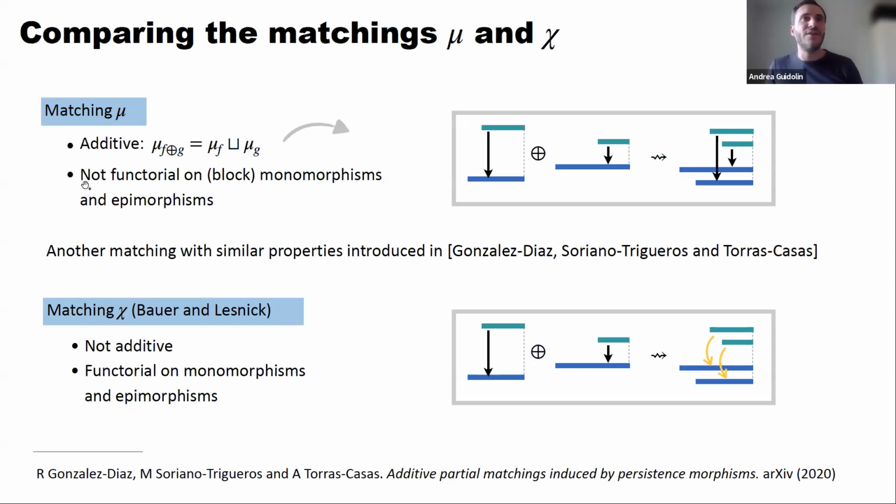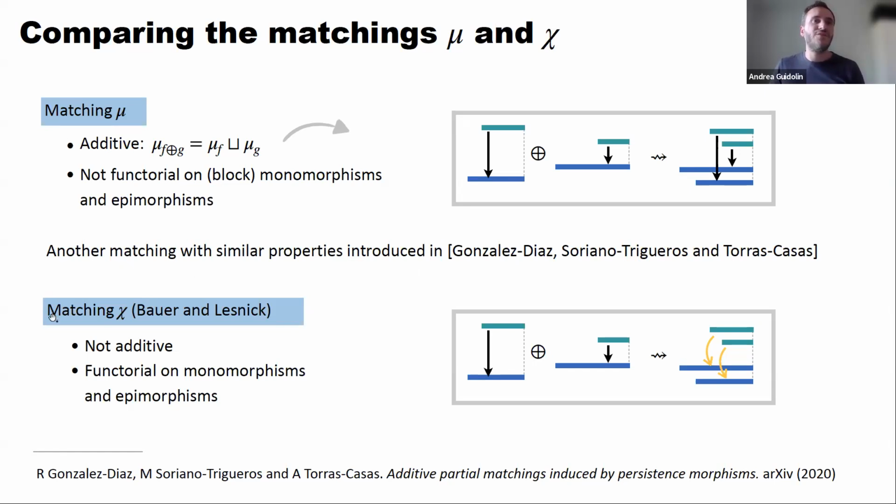However, our matching is not functorial on monomorphisms and epimorphisms. And I want to note here that there is another matching that has been studied by González Díaz, Soriano Trigueros, and Torras Casas that has very similar properties to ours. So in the future, we actually plan to compare our matching with theirs. The definitions are not very similar, though.